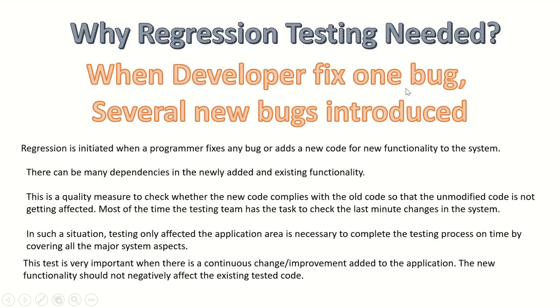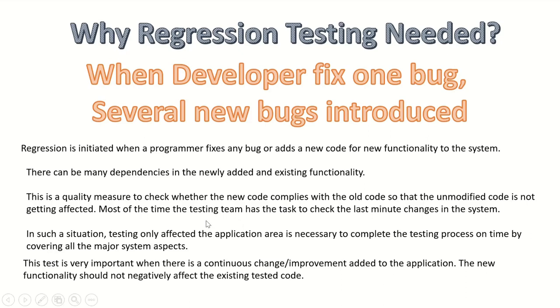So the main concept is why regression testing is needed. When a developer fixes one bug, several new bugs are introduced. For this purpose, we are using regression testing. You can see here regression is initiated when a programmer fixes a bug or adds new code for new functionality to the system. There can be many dependencies in the newly added and existing functionalities. So this is the quality measure to check whether new code complies with the old code, so that the unmodified code is not getting affected.